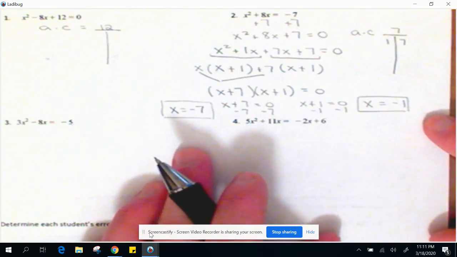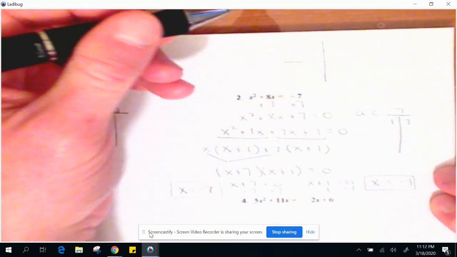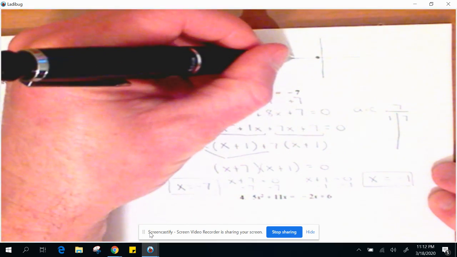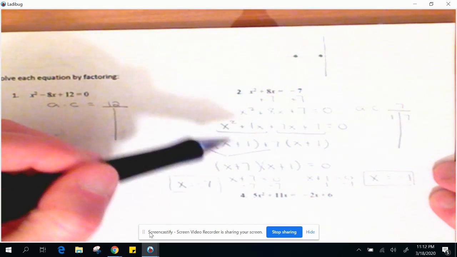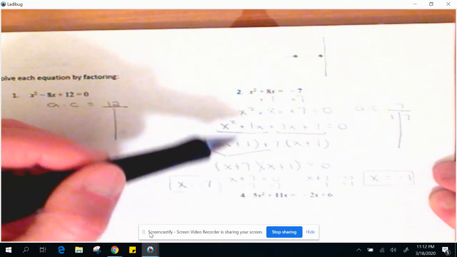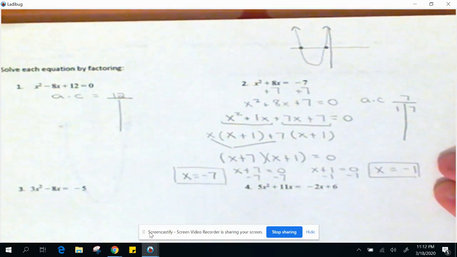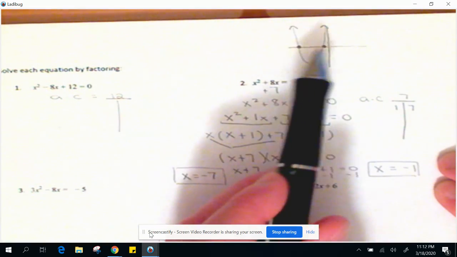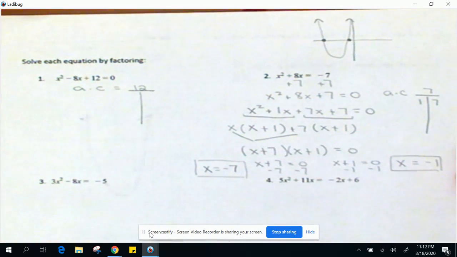So if we were looking at a graph of this, I'm going to sketch. This is not accurate in any way, shape, or form, but -1, 0 is right there approximately, and -7, 0 is right there. Because this is a positive, we know it's opening upward. I don't know what the vertex is, so it's somewhere down there. But what we've just done for this particular quadratic equation, we have found the two roots, or the x-intercepts or the solutions. So we have now solved.